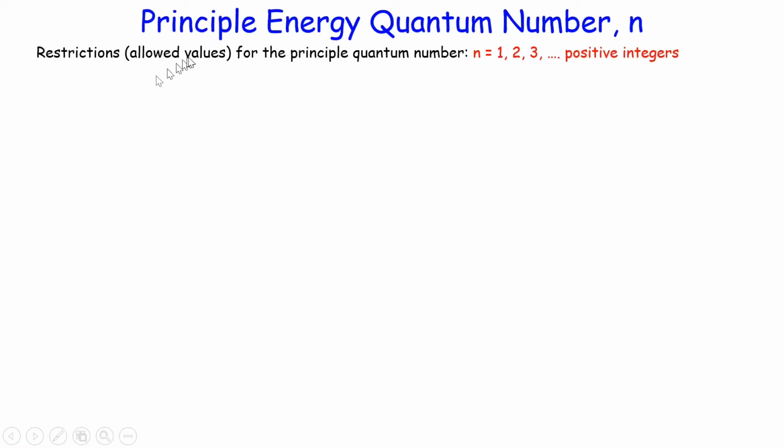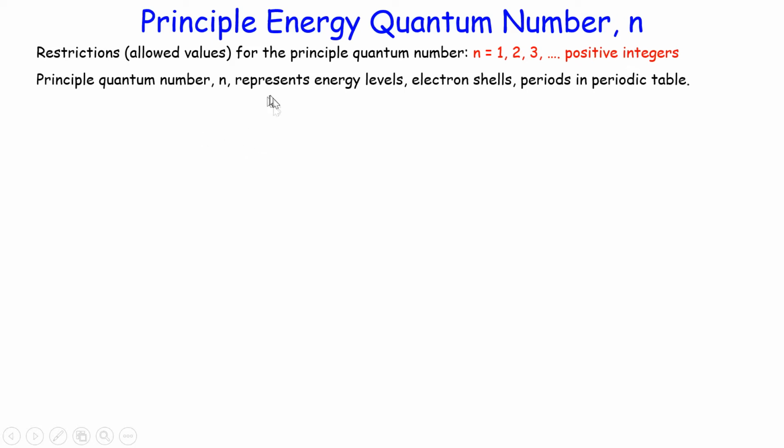Now, the principal quantum number N, and sometimes we call that principal energy quantum number. The allowed values or restrictions for N is N can be 1, 2, 3, 4, and so forth, positive integers. So that's the restrictions or allowed values for principal quantum number. Basically, it represents energy levels, electron shells, as well as the periods in periodic table.